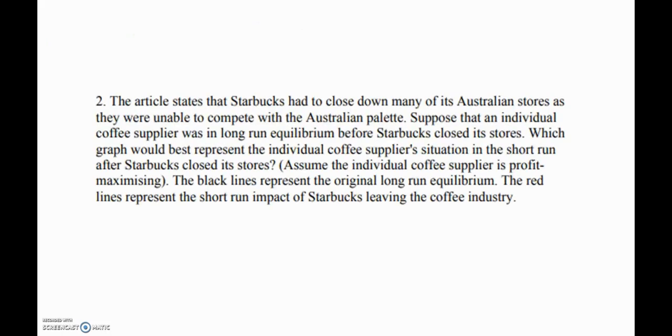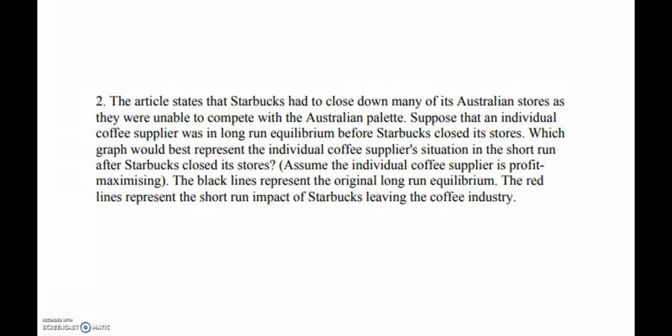Question 2. The article states that Starbucks had to close down many of its Australian stores as they were unable to compete with the Australian palette. Suppose that an individual coffee supplier was in long-run equilibrium before Starbucks closed its stores. Which graph would best represent the individual coffee supplier's situation in the short run after Starbucks closed its stores? Assume the individual coffee supplier is profit maximizing. The black lines represent the original long-run equilibrium. The red lines represent the short-run impact of Starbucks leaving the coffee industry.